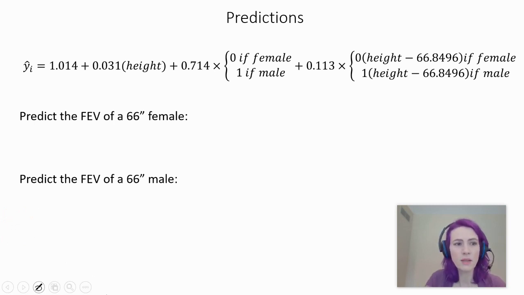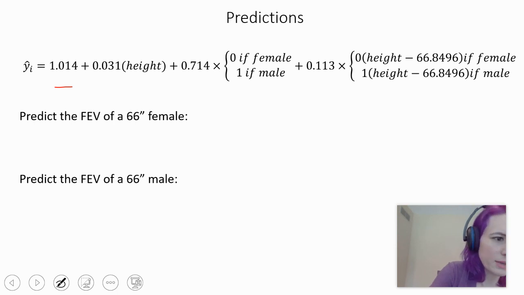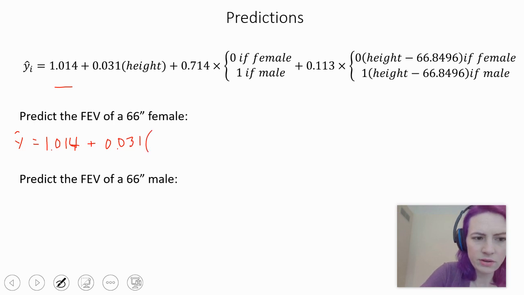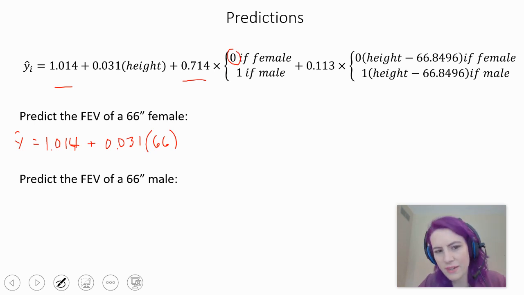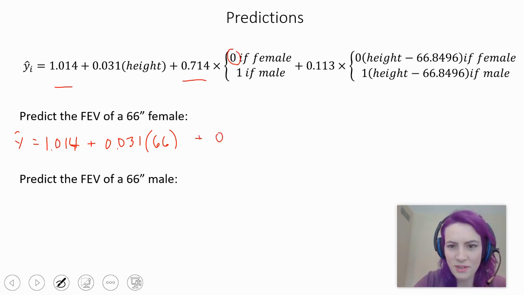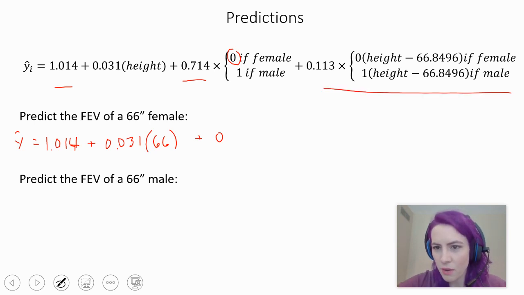All right, so for a female, we'll start with the intercept. Everybody gets the intercept. We'll add in 0.031 times the height, and her height is 66 inches. And then, looking ahead, we'd have this coefficient times 0. So I could write it in, but let's just say plus 0. And then over here, we'd have 0 times her height minus the average height. Well, that'll be 0 times the coefficient, still 0. So it's like plus another 0.